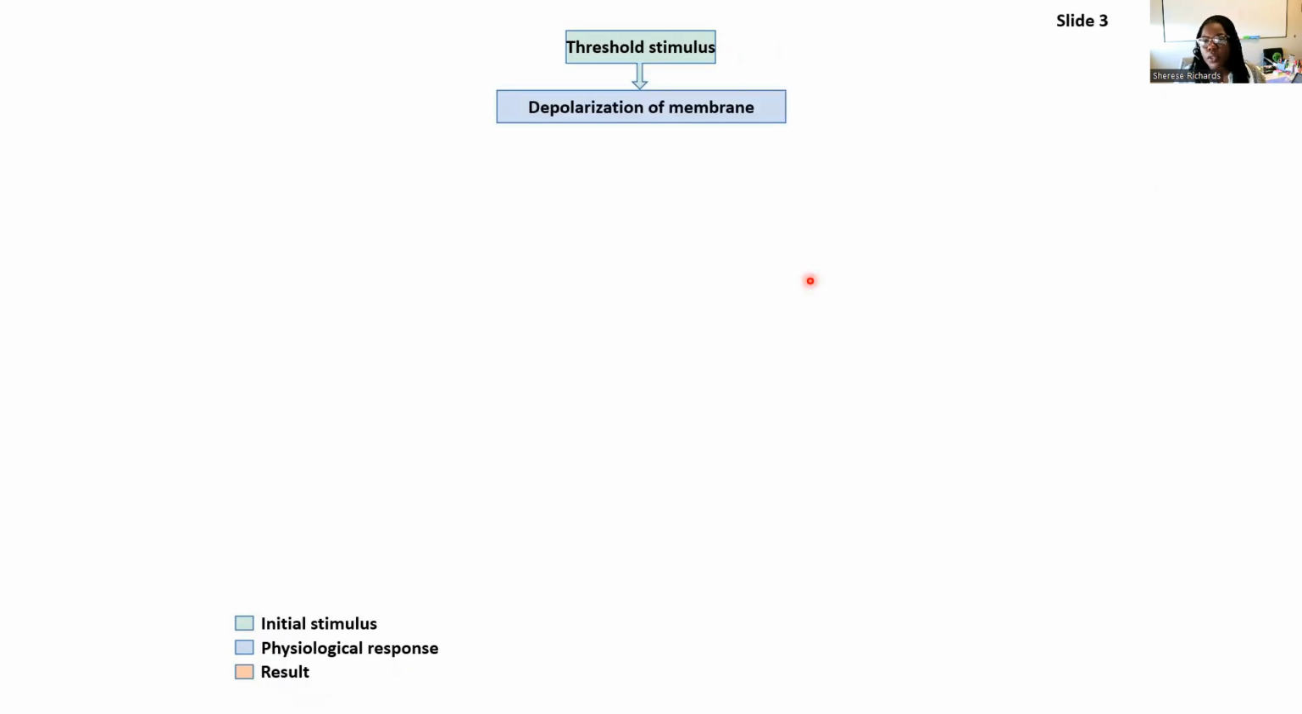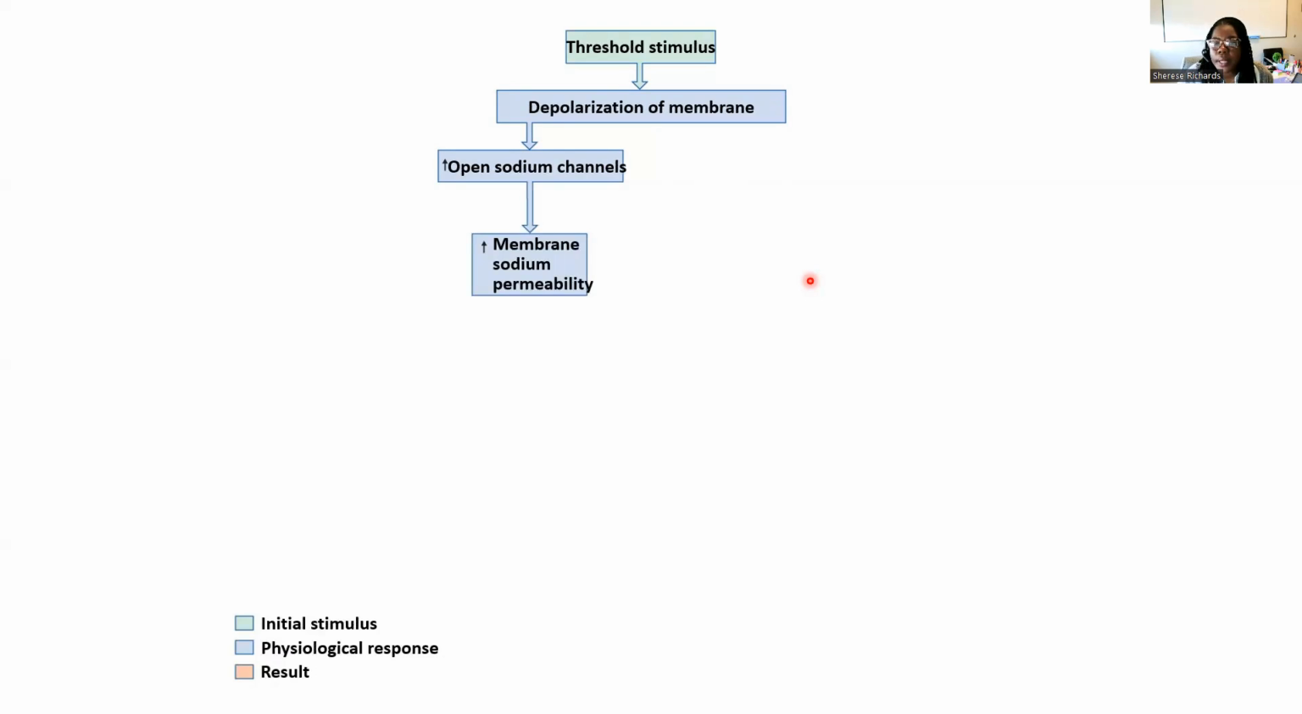Next, we have a depolarization of the membrane. In other words, sodium channels open up, specifically the activation gates open up. Remember, at rest, the inactivation gates are already open. So the channel is closed, but it is capable of being opened if a strong enough gradient potential comes along.